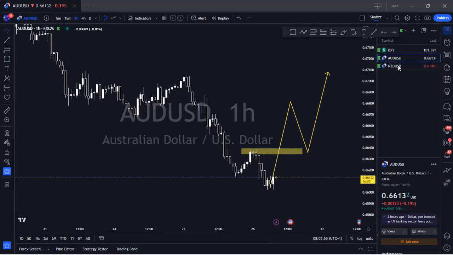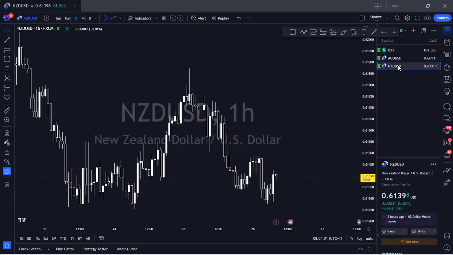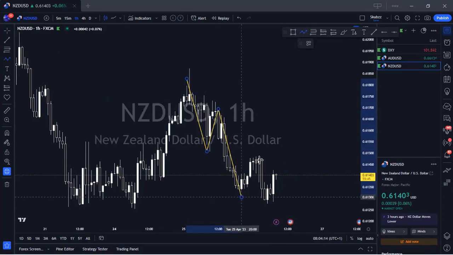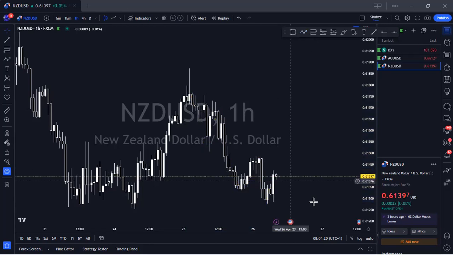Then the next one is NZD-USD. Now, NZD-USD is quite tricky. Just like AUD-USD, NZD-USD was bearish yesterday. We created a lower low, lower high, another lower low, lower high, and then price created another lower low, and now it's pushing back up. Do you get? Now, what we can do, let me see, has price reached the Fibonacci range yet?